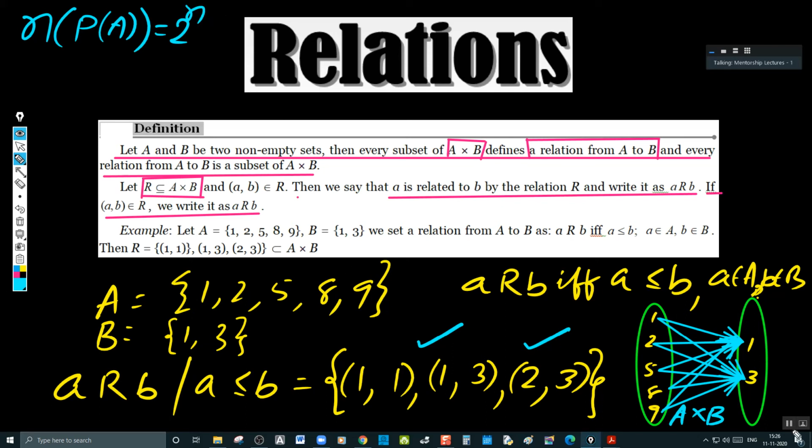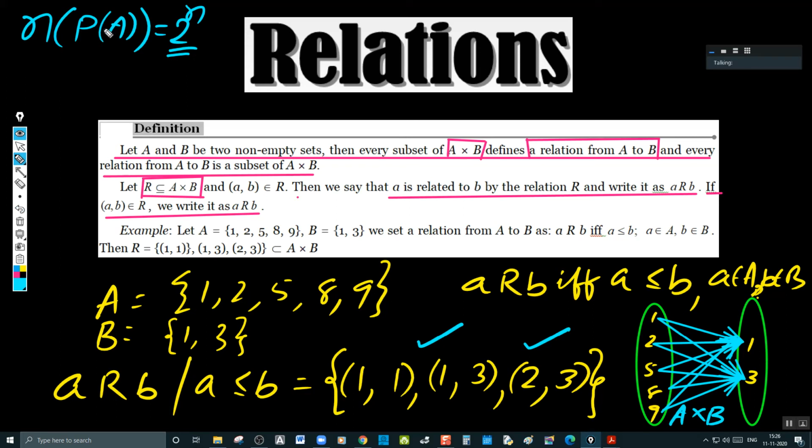It will be minus 1 if we need proper subsets. If we need only proper subsets, then minus 1. But here we are talking about subsets, that's it, 2 power n.